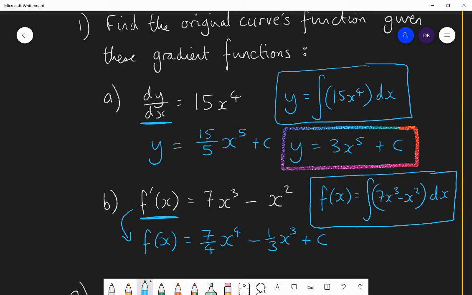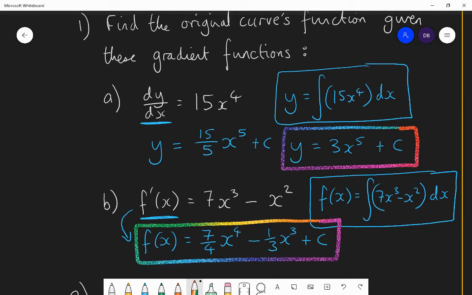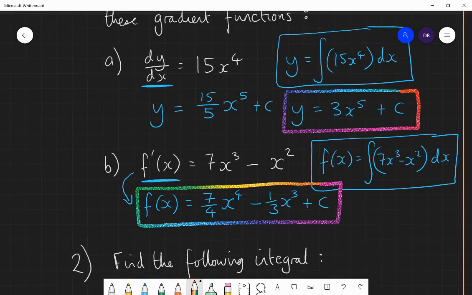plus c. So that is my original curve's function. If the gradient function is 7x cubed minus x squared, the original function is 7 quarters x to the power of 4 minus 1/3 x cubed plus c.